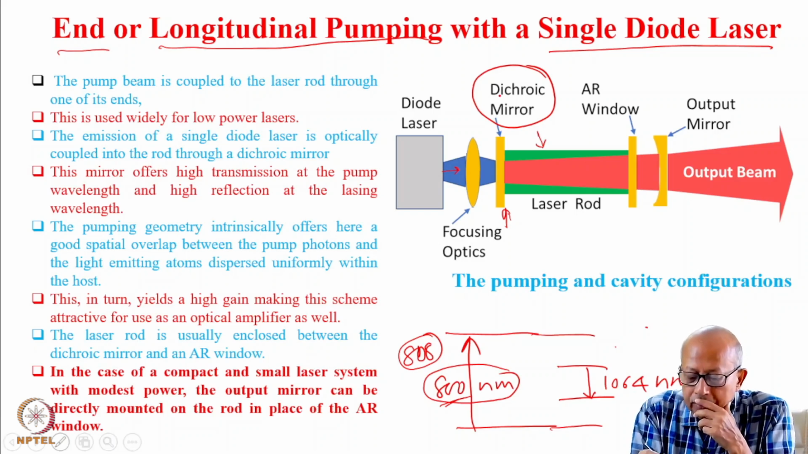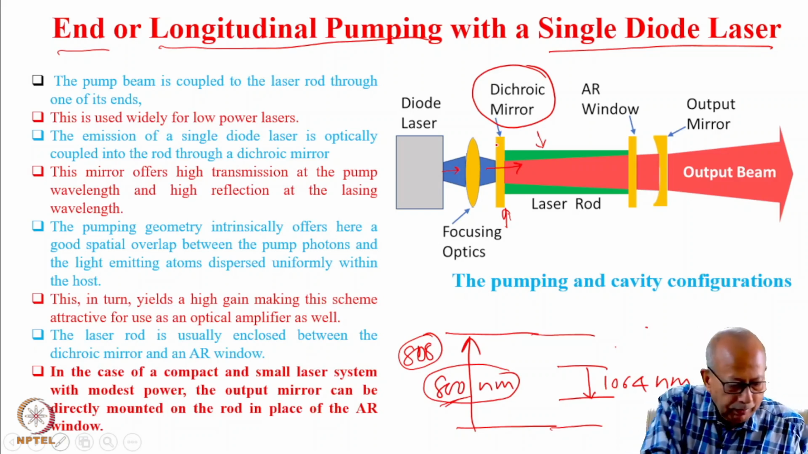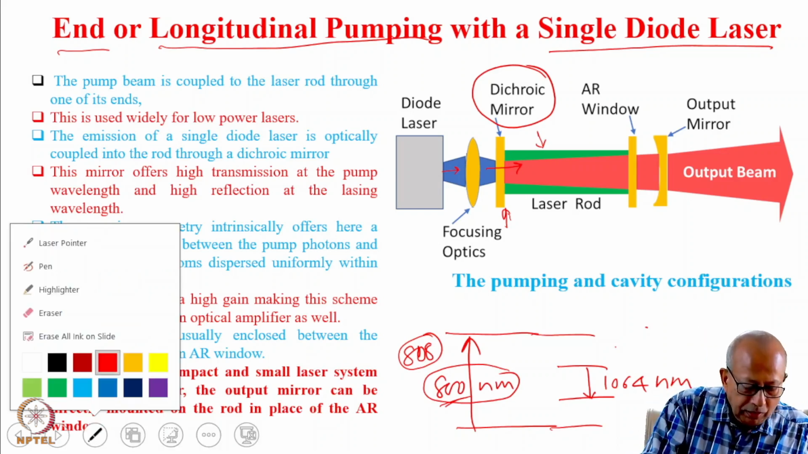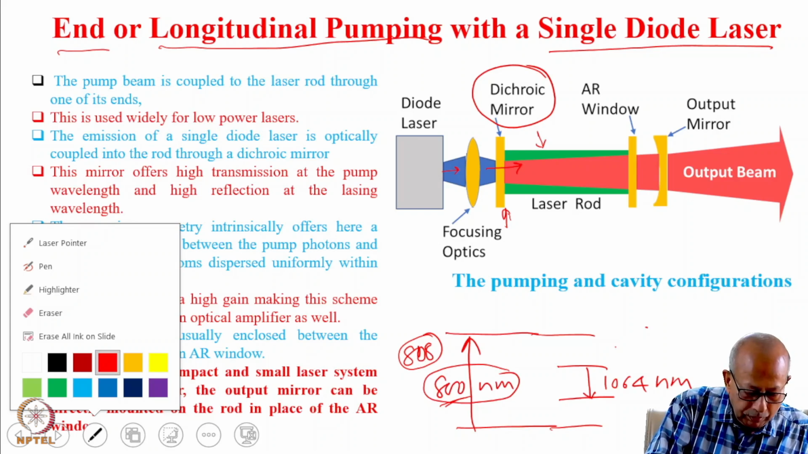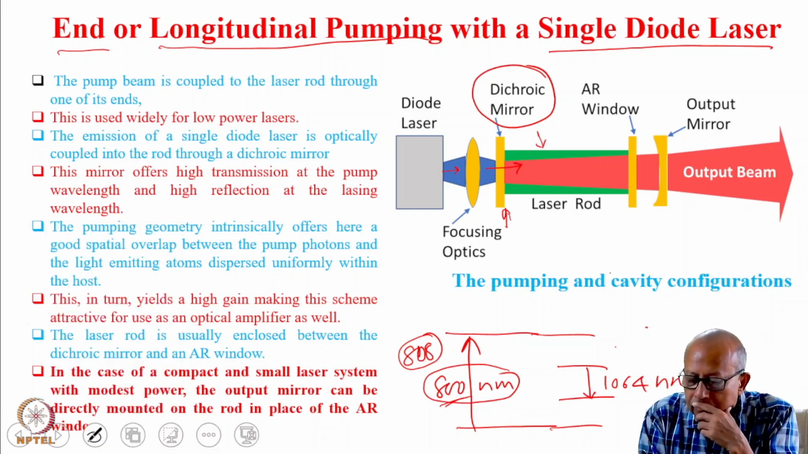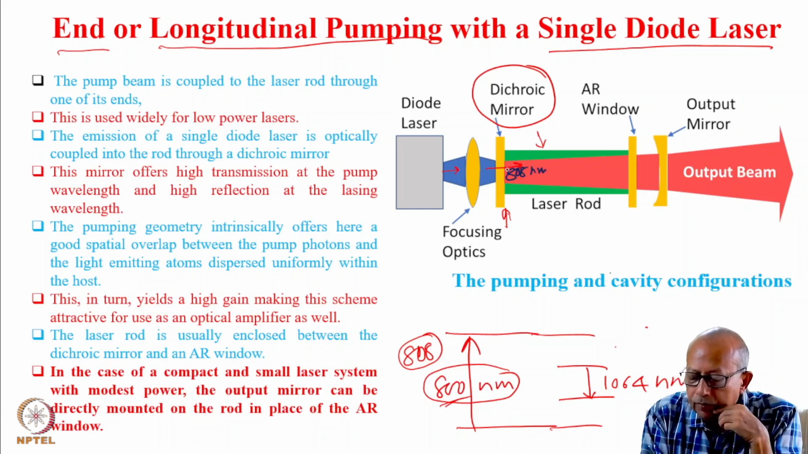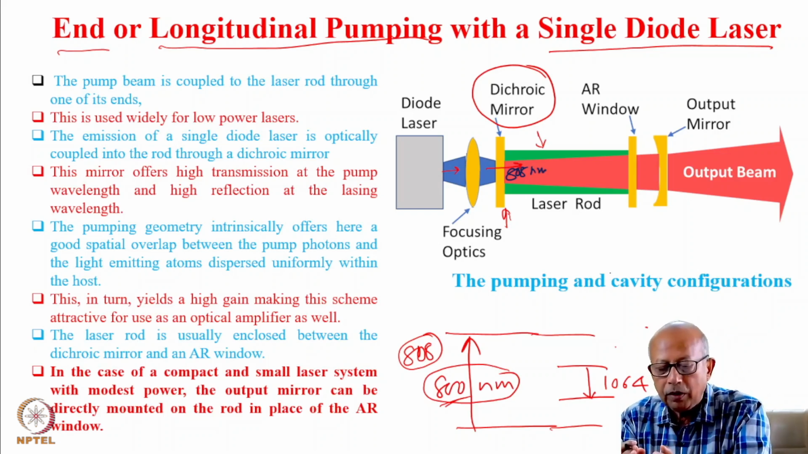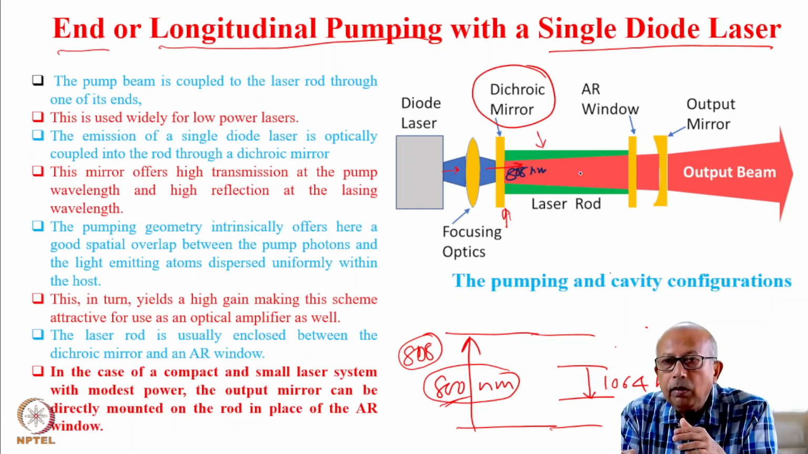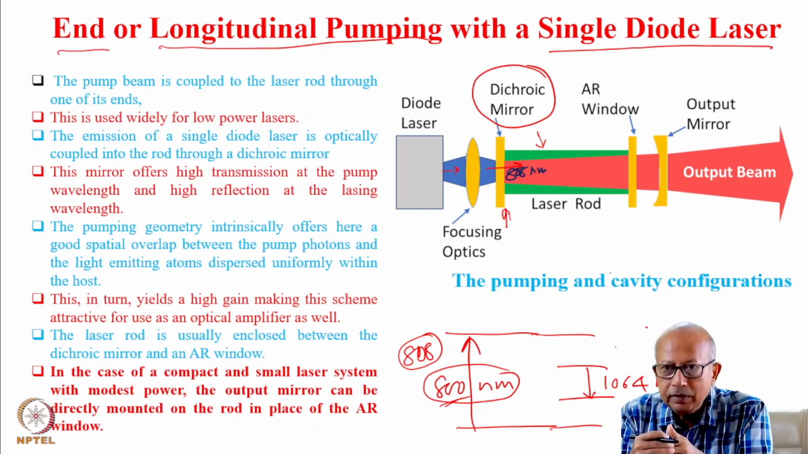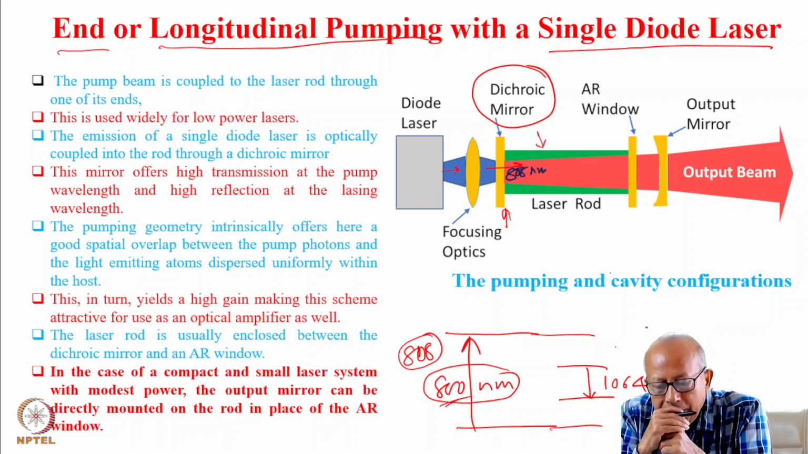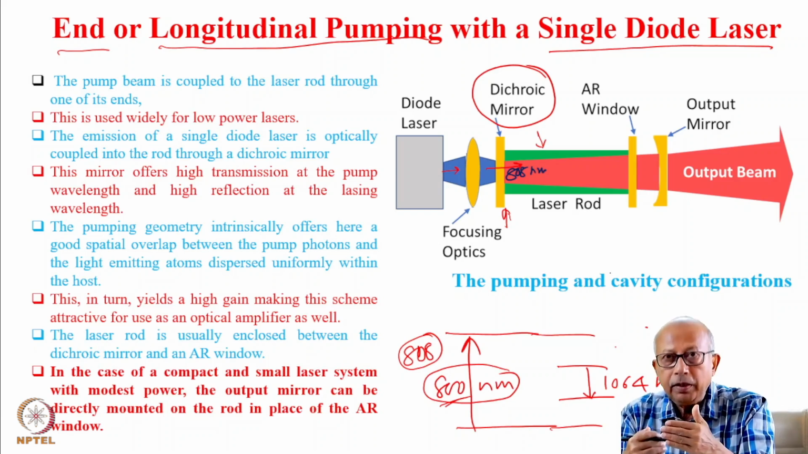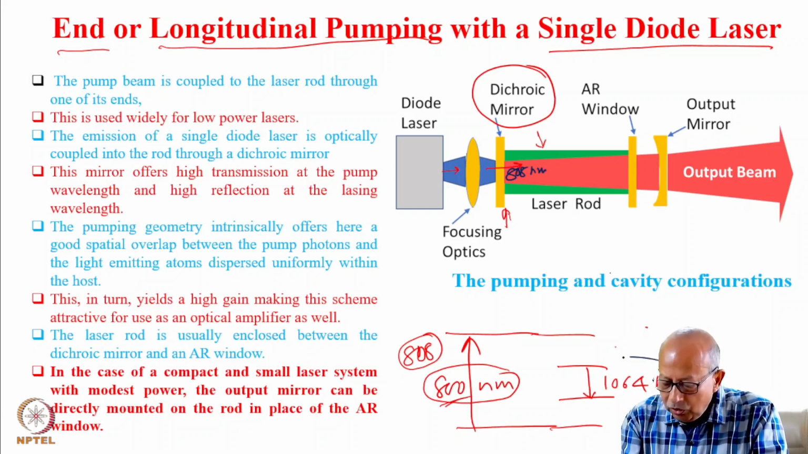So this dichroic mirror would transmit 808 nanometer. This is 808 nanometer. This mirror will transmit this. So it will be very well coupled, as we have said, so atoms will be excited and population inversion will be created, and then that will be the beginning of lasing at 1064 nanometer.